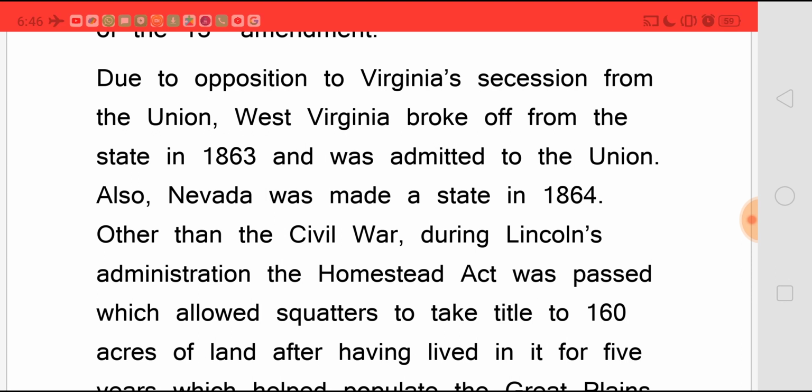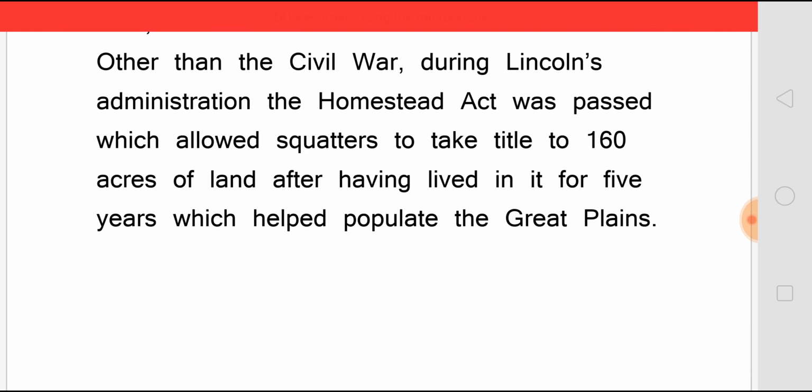Due to opposition to Virginia's secession from the Union, West Virginia broke off from the state in 1863 and was admitted to the Union. Also, Nevada was made a state in 1864. Other than the Civil War, during Lincoln's administration, the Homestead Act was passed, which allowed squatters to take title to 160 acres of land after having lived in it for 5 years, which helped populate the Great Plains.